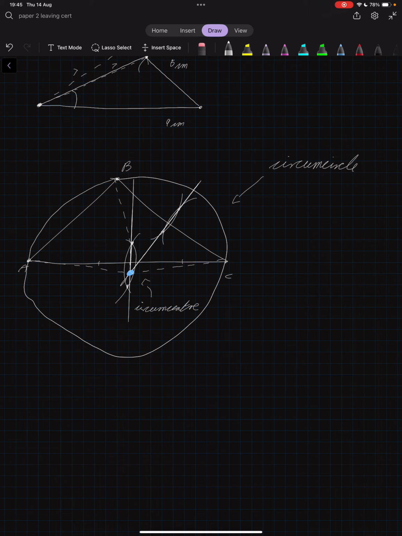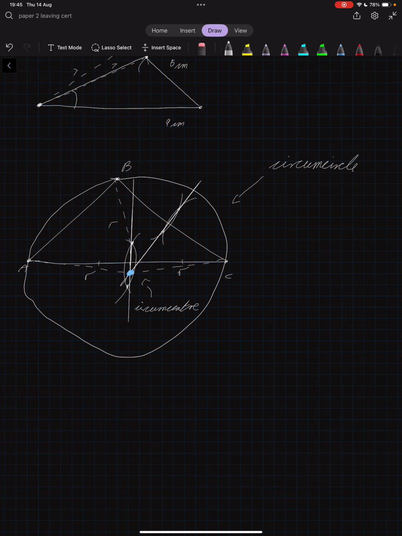And then that's the circumcenter. Okay, so if they asked you to do the circumcircle or circumcenter, that's what they mean, that the length from the point to all the other points of the triangle is the same. So that's a radius, that's a radius, that's a radius. Okay? All right, now we'll do the incenter.